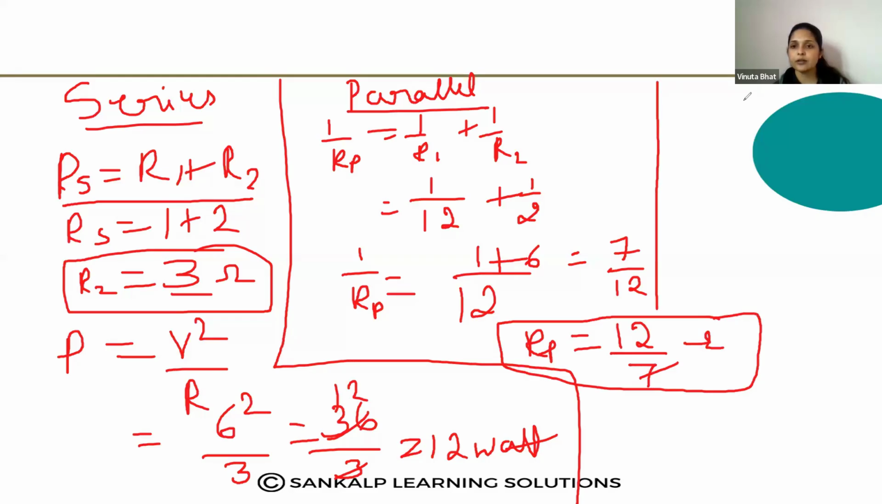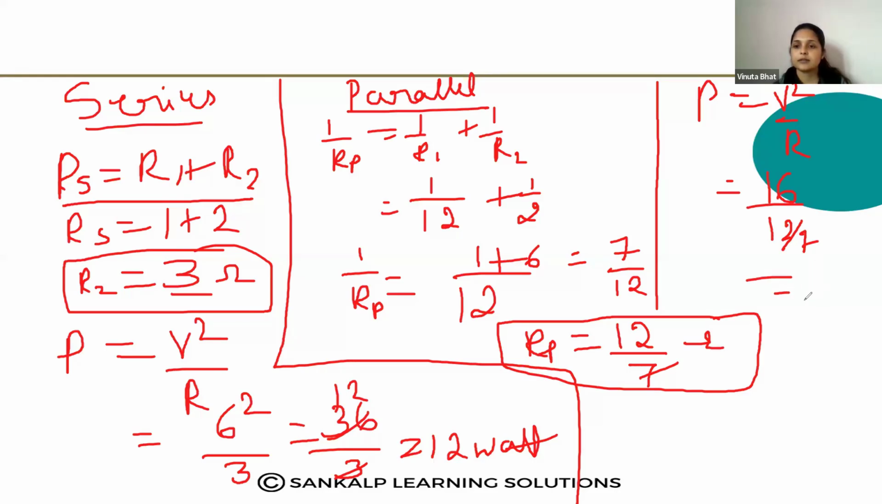Now, we have to find out the P is equal to V square by R formula. That is equal to V square means 4 square, divided by 12 by 7. So just check it. The value of V is 4 volt. Yes, 4 volt. That is 4 square means 16. Right. 16 divided by 12 by 7.